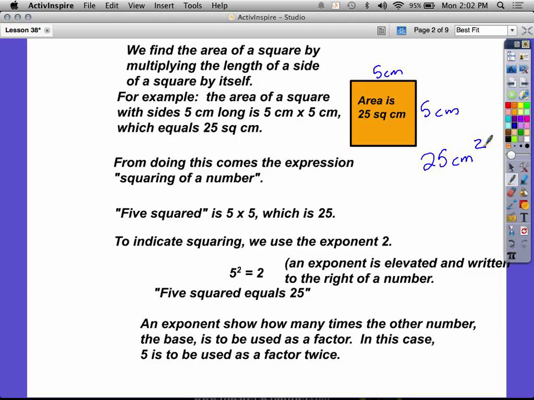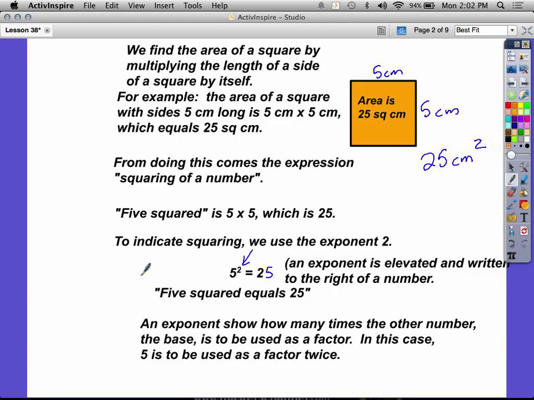From doing this comes the expression squaring of a number. So 5 squared is 5 times 5, which is 25. To indicate squaring, we use the exponent 2. Okay? So 5 squared equals 25. The exponent is elevated and written to the right of a number, like right there.